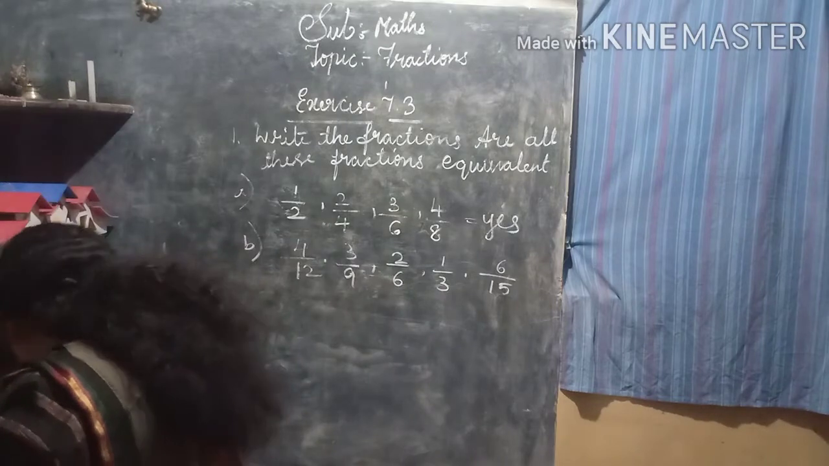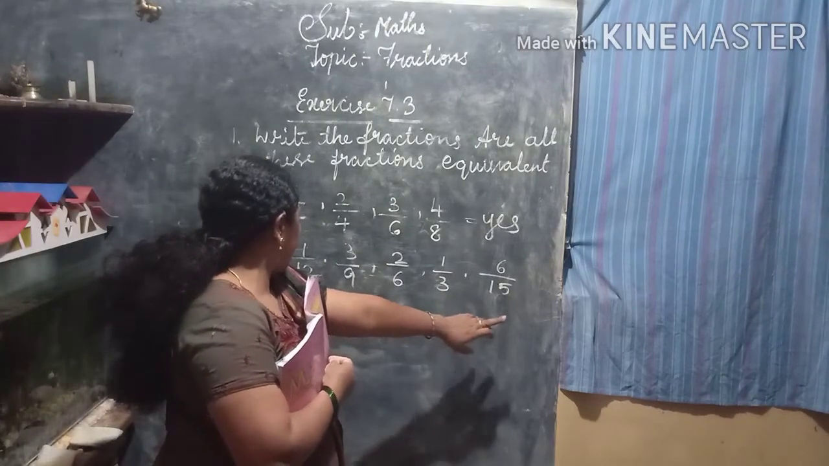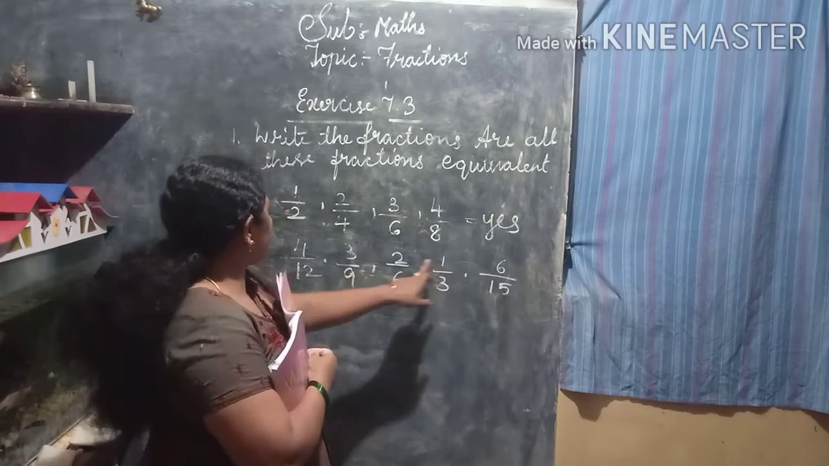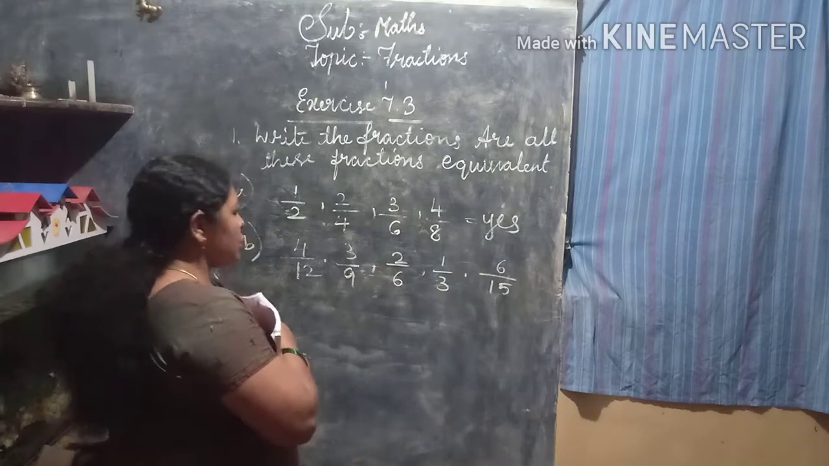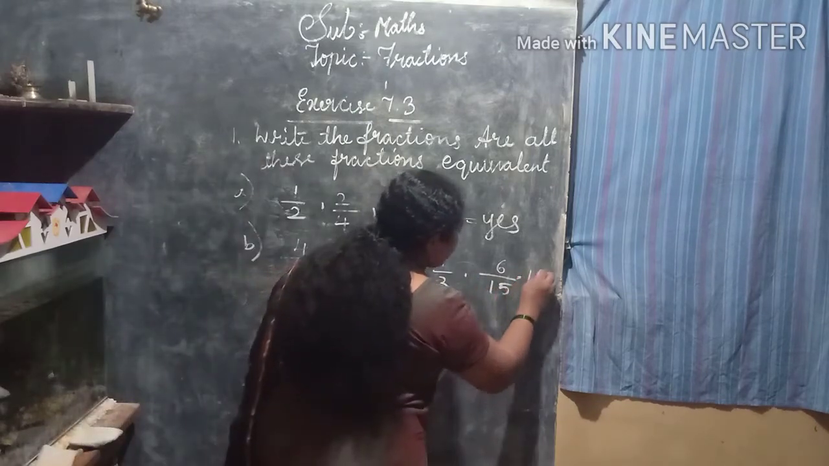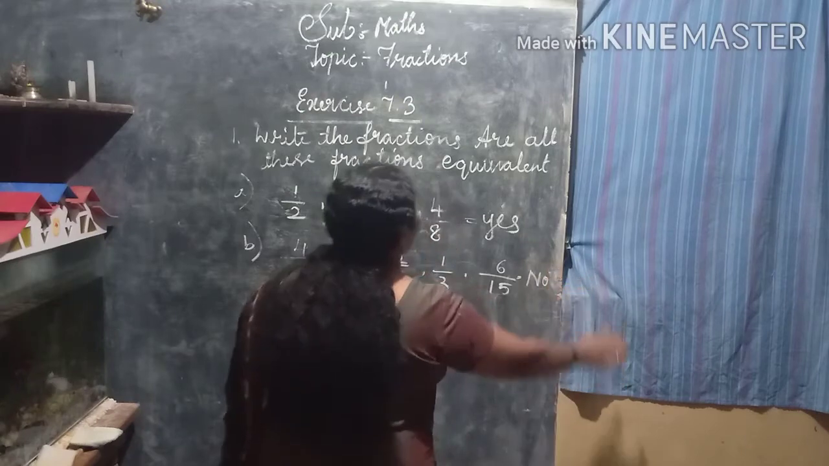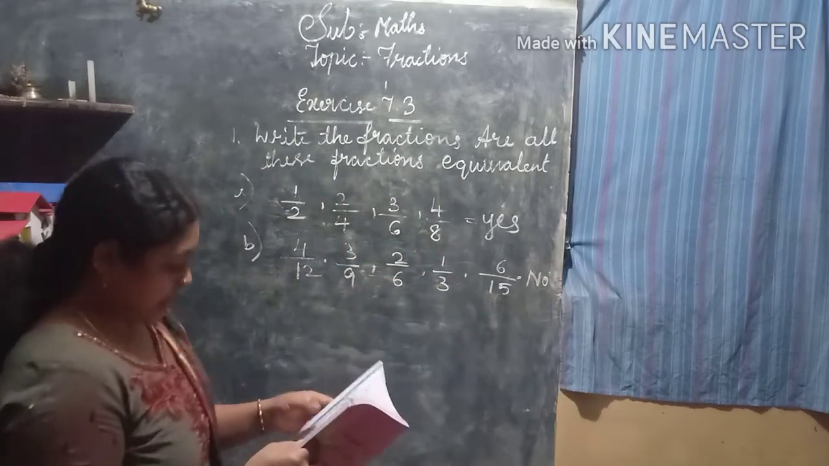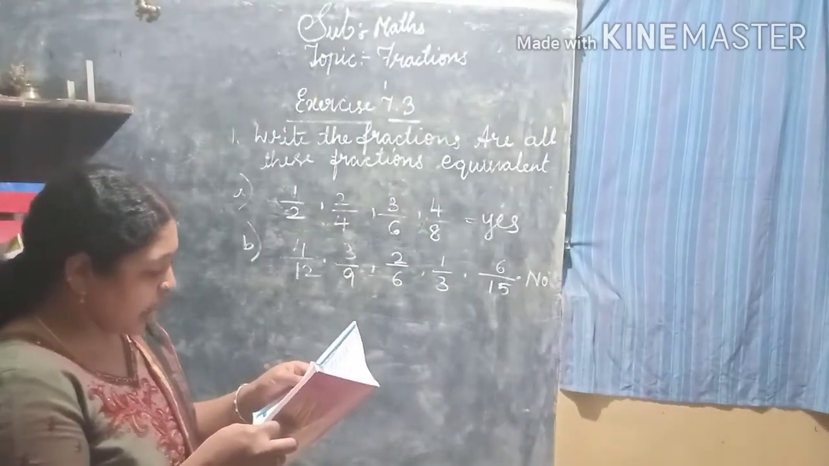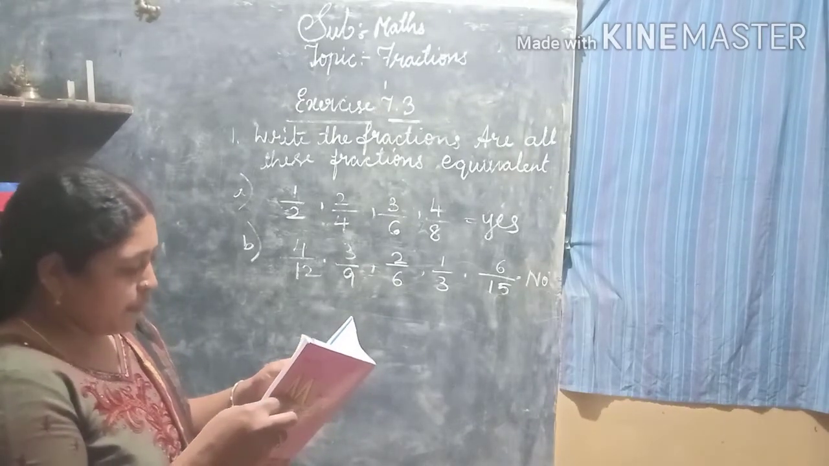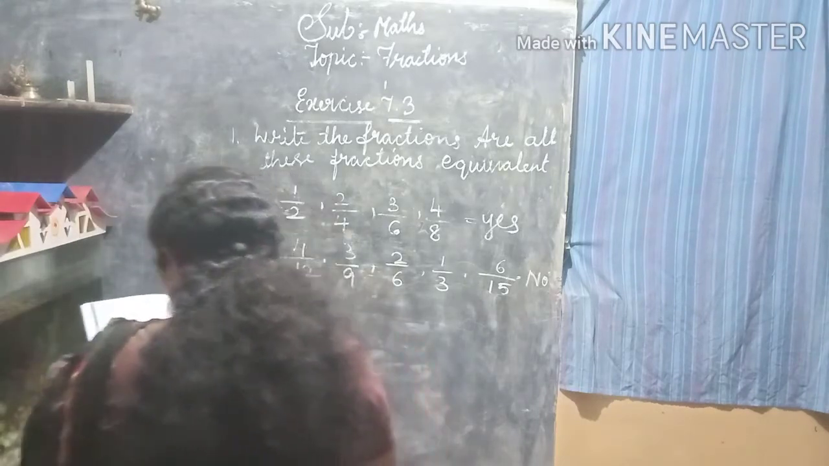Are they equivalent? Here you have 12, 9, 6, 3, 15. And you have 1, 2, 3, 4, no 5, and you have 6 there. So no, it is not equivalent. It is not equivalent. Is that clear? So now look at the second one. Write the fractions and pair up the equivalent ones from each row. Okay?